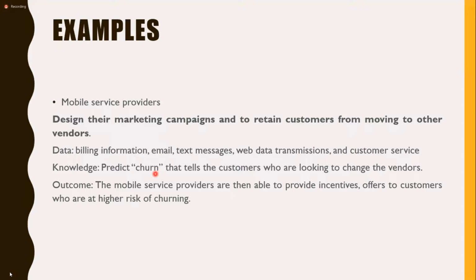So what's the use of finding this knowledge? The final outcome would be the mobile service providers, after getting this knowledge, they can provide some incentives, offers to the customers who are at high risk of churning. Okay. So they can retain the customers. Opposite to churn is retaining the customers. Okay, so they can provide some offers and incentives to the customers, and then they may retain the customers from moving to the other vendors. So this is one of the data mining applications which is used in mobile service providers.